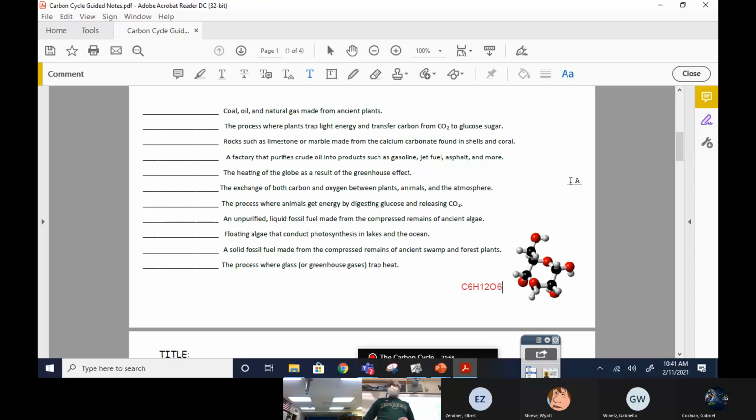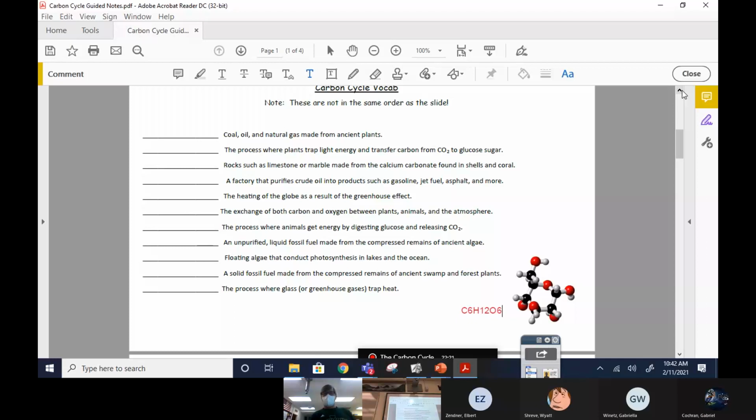Down here on your diagram on your notes, also put the name of that molecule, glucose sugar, and draw an arrow to point to one of the carbon atoms. You guys get those labels okay? Yeah? Jessica? Good.